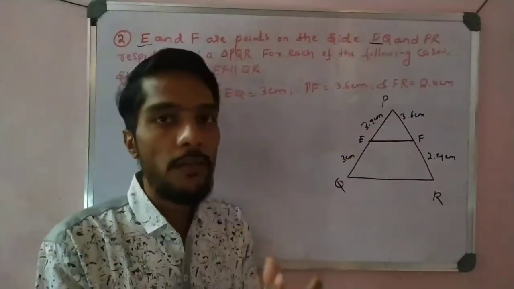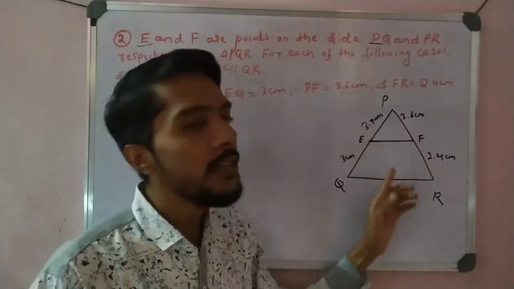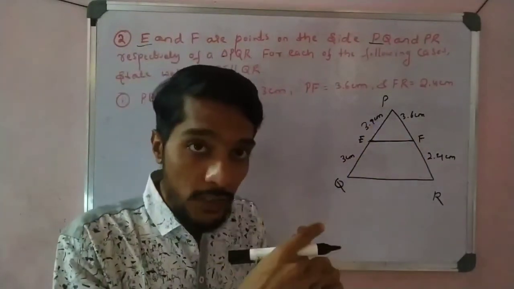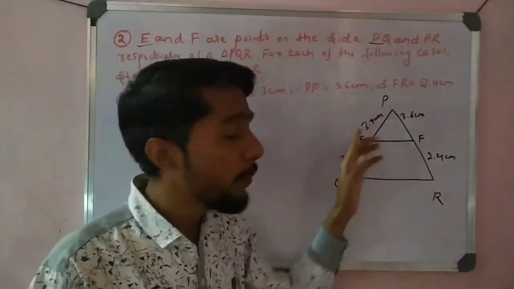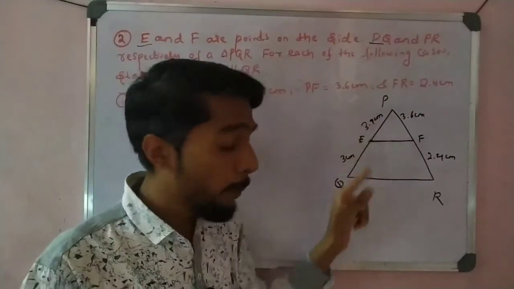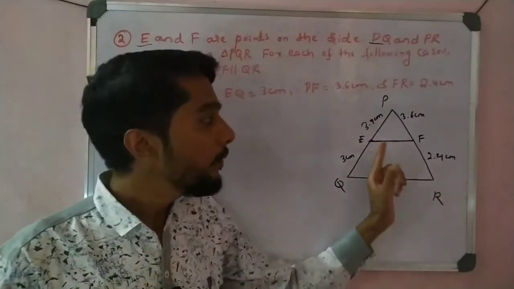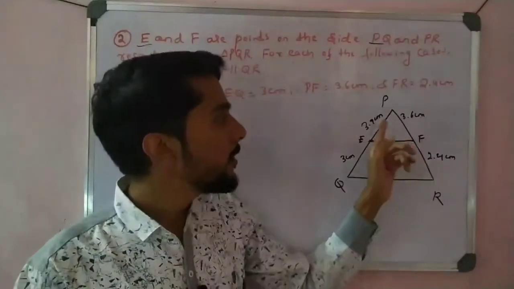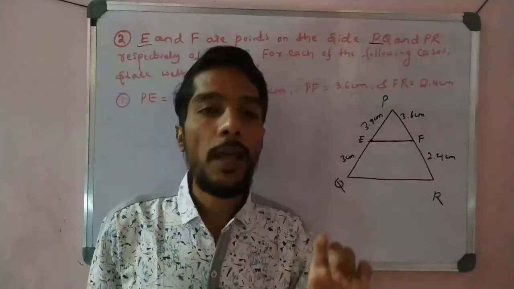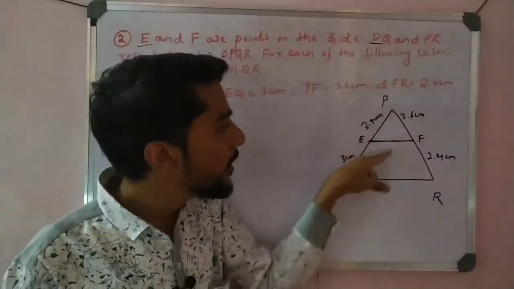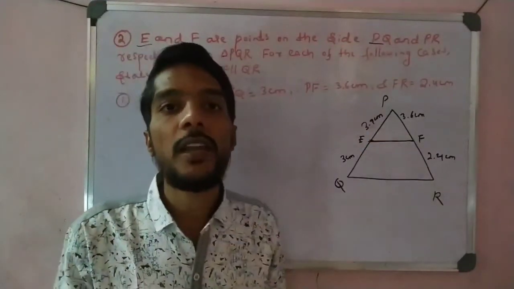Again apply the BPT theorem. If the sides are proportional, then the lines are parallel. If I say the theorem first: if the lines are parallel, what happens? The sides are proportional. The sides are proportional only when the lines are parallel. If these two lines are not parallel, the sides are not proportional, and the theorem is not applied. The theorem is applied for those triangles which have these two lines parallel. If the lines are not parallel, then this proportionality theorem is not applied.